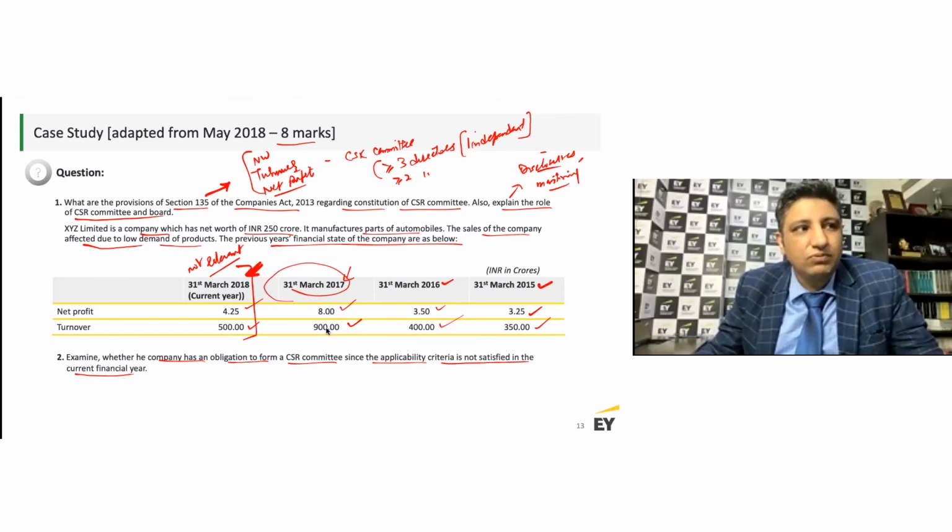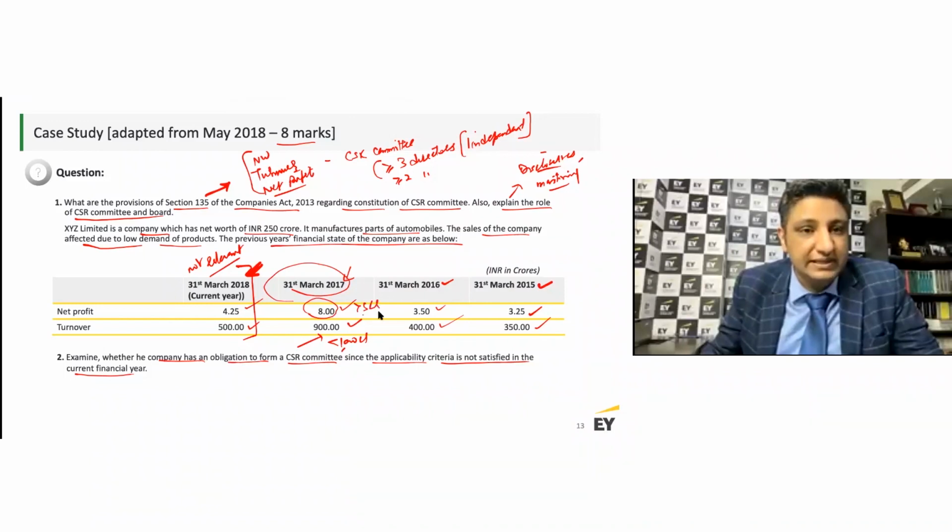Right. And that's where you start looking at, while the turnover is less than 1,000 crores, your profit is more than 5 crores. Your profit is more than 5 crores. That simply means, yes, there's an obligation to form a CSR committee, as in the previous or the preceding financial year, that benchmark is achieved. That benchmark has been achieved by the company, which is more than 5 crores of the net profit there.